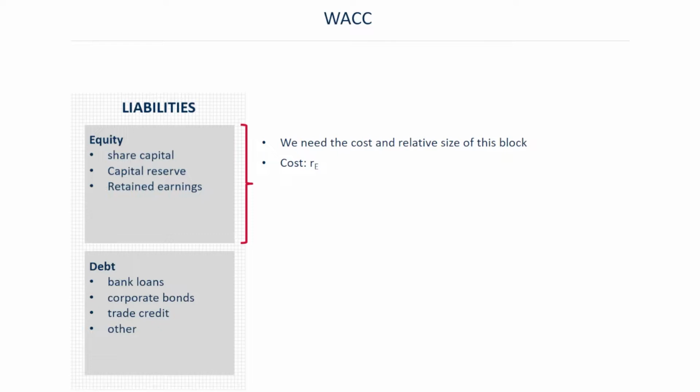Okay. Relative size. Total value of equity divided by total value of debt plus equity. So in percentage, how much equity do we have as a fraction of total capital? The abbreviations here are E for value of equity and D for total value of debt. So D plus E is the total value of all capital we have.